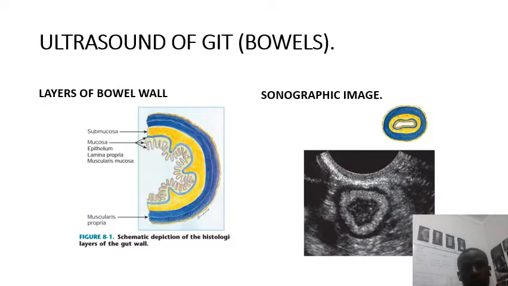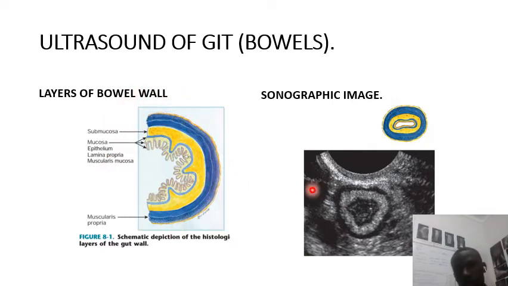So let's also talk about sonography of the GIT. The bowels, as we know, have a variety of walls. As this diagram illustrates, we can see the innermost wall, that's the mucosa, then submucosa, we have the muscle layer, then finally we do have the adventitia or the outermost layer.